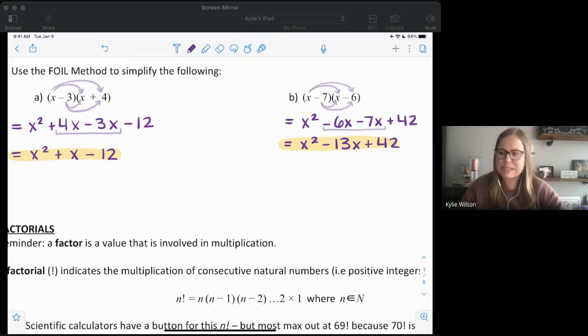Any questions about this part before we move on to the next bit? Okay.